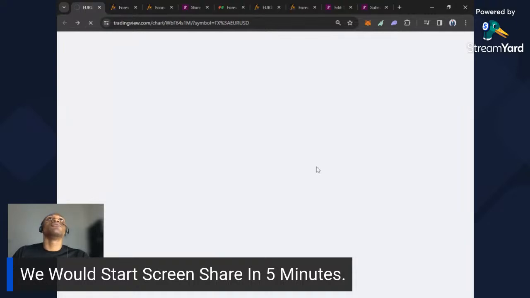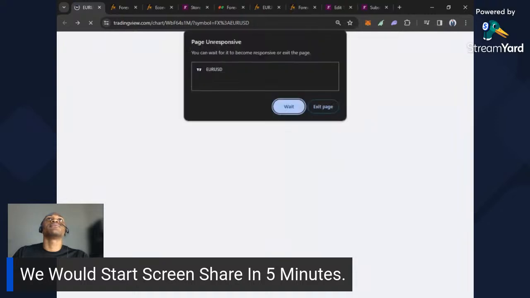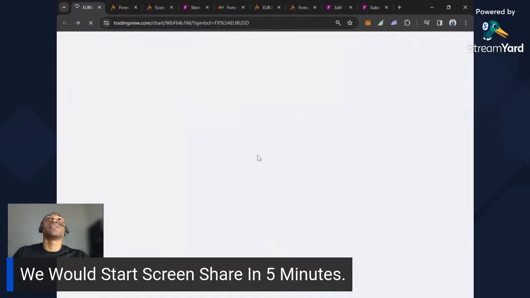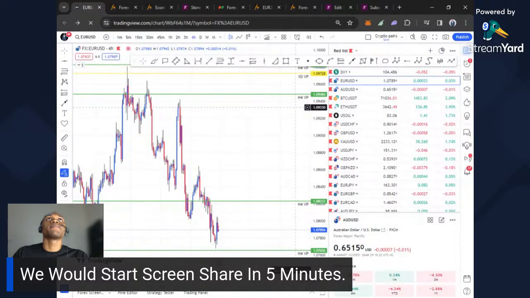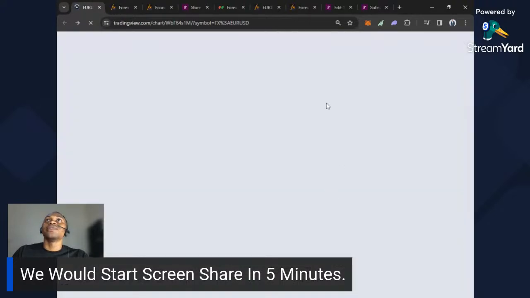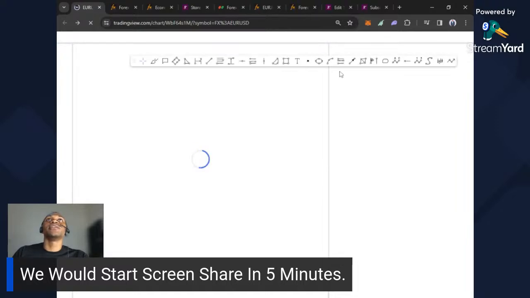This should load up now. Okay, so that's what I see for Euro USD. Then the next on the list should be AUD USD.